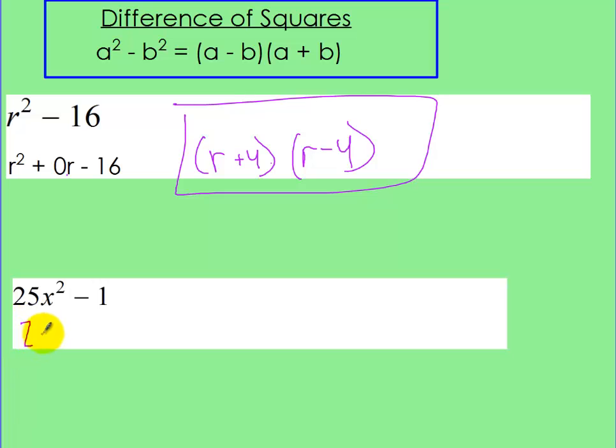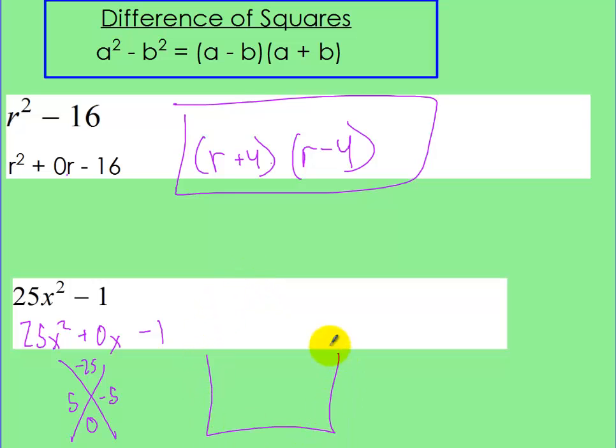So you can put a 0 in the middle, 25x squared plus 0x minus 1. We can do it with the x factor way. Multiply 25 times -1, -25, and a 0 on the bottom. Our two numbers are 5 and -5. And then I can factor out using the box. So it's 25x squared and -1 down here, and my two factors are 5x and -5x.